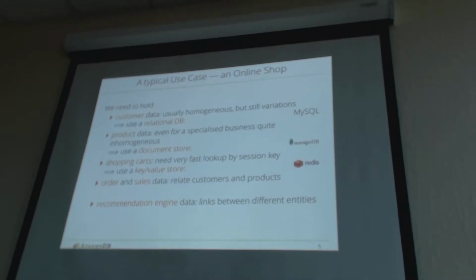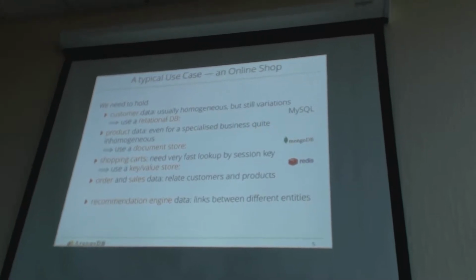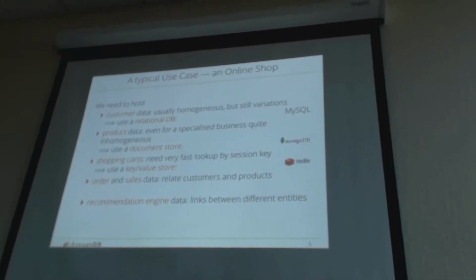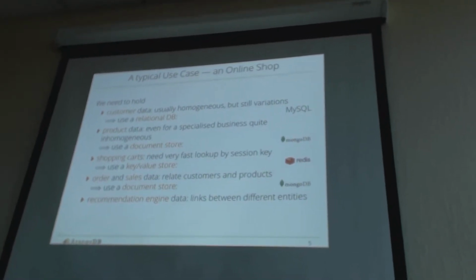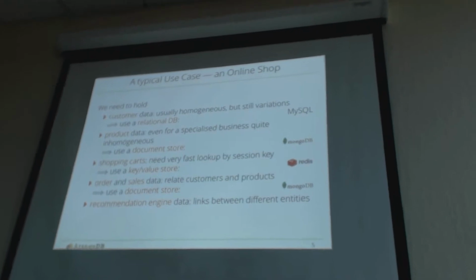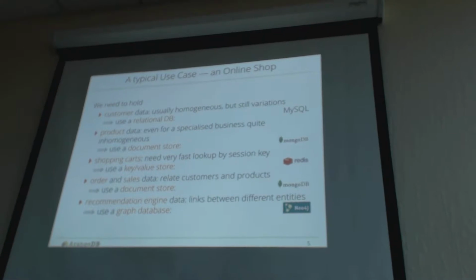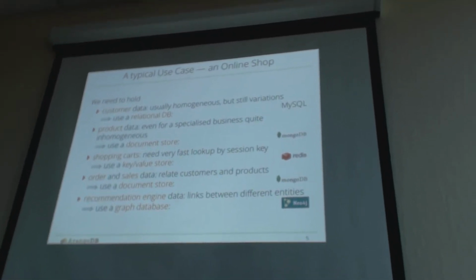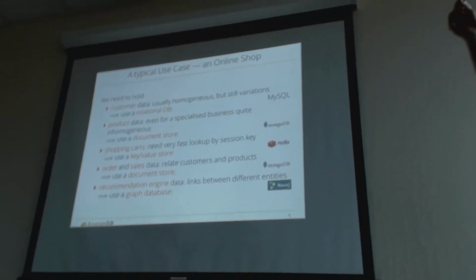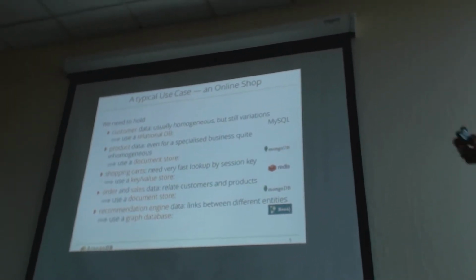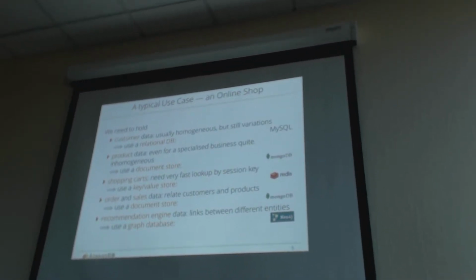For shopping carts, that's not very important data in the sense that if it's lost, well, then somebody lost his shopping cart. It's not a big deal. But it needs to be very fast. So you need a key value store, maybe just in memory. Again, so order and sales, you probably want to store in a document store. And when it comes to recommendations, you have graphs. So here you go. There's one software product, one software application, but you need 1, 2, 3, 4 different databases. It's clear that the DevOps won't like that.